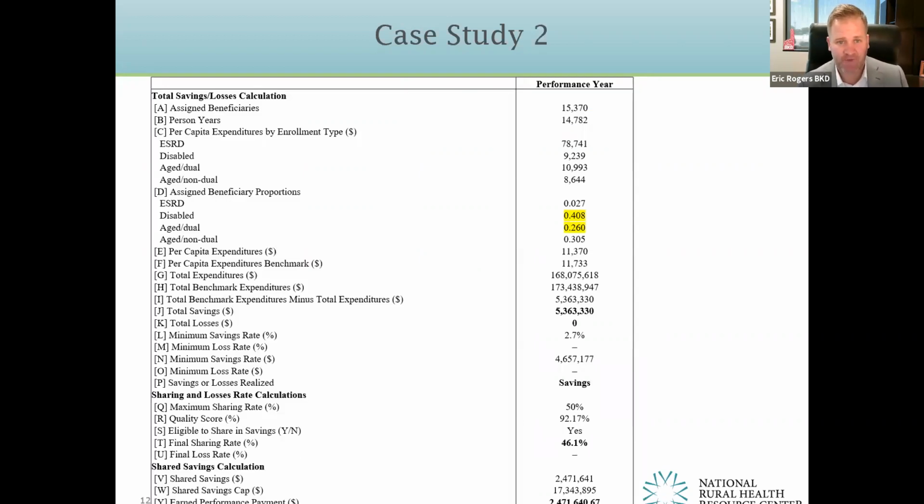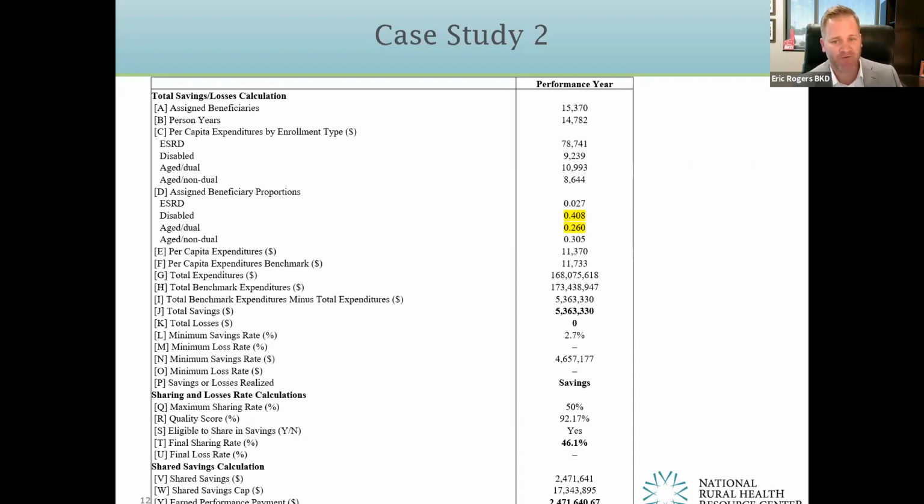Case study 2. This is an ACO that had 15,000 covered lives. They had some people leave throughout the year, so their person years came down a little bit. But what I want you to notice, I thought was interesting on this, the percentage of their Medicare patients that were disabled and dual eligible. 41% of their patients were disabled. 26% of their patients were Medicare and Medicaid dual eligible.